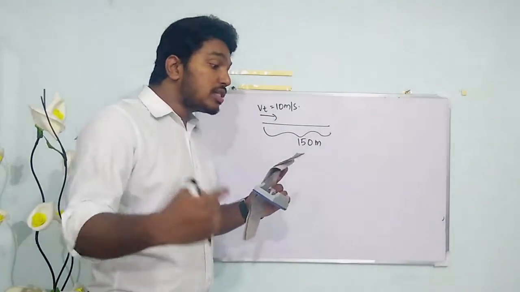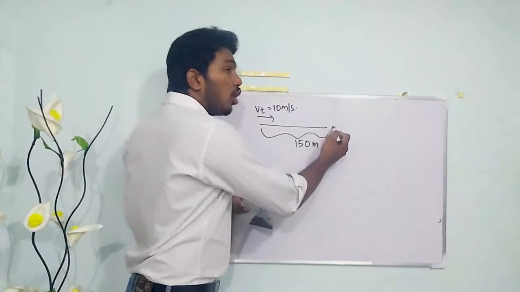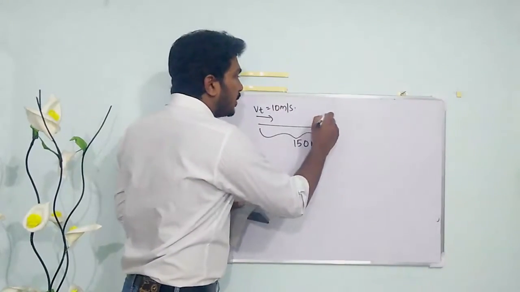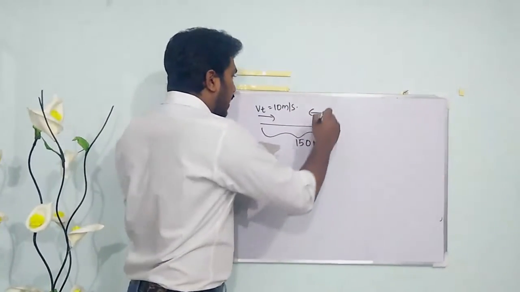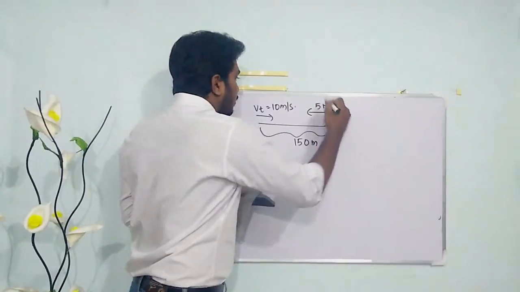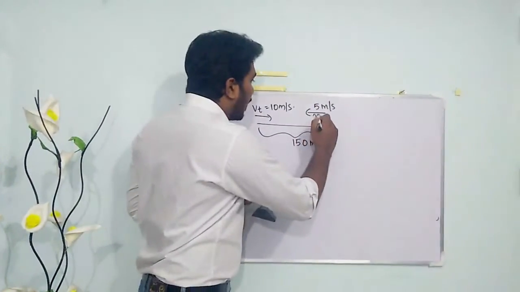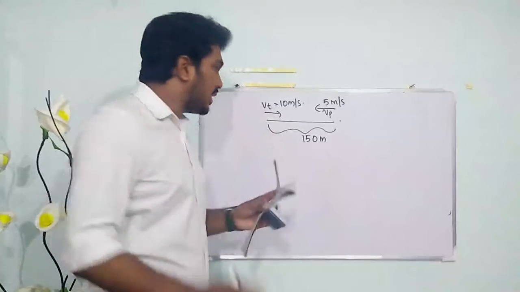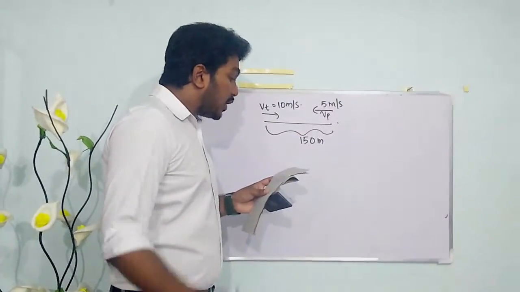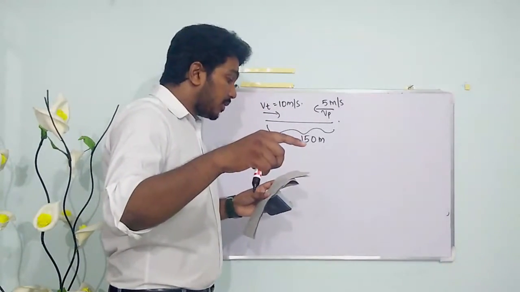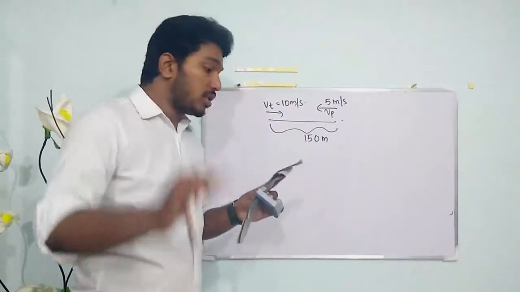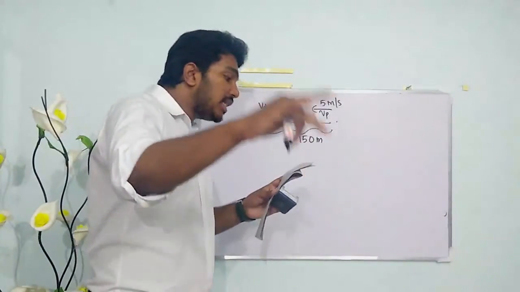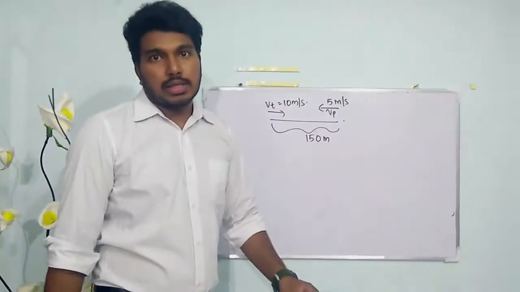Parrot is flying towards south. So train towards north, parrot towards south, which means they are moving in the opposite direction, right? So this is the velocity of the parrot. They are moving in the opposite direction. Now it crosses the train. Okay, fine. The parrot is able to cross the train. The time taken by the parrot to cross the train, they're asking.